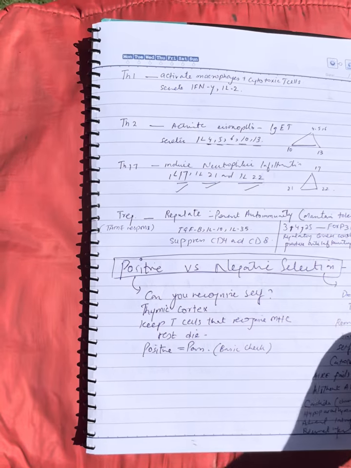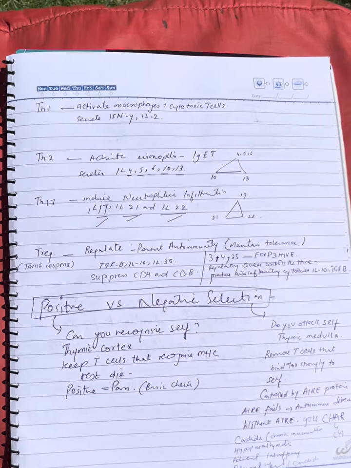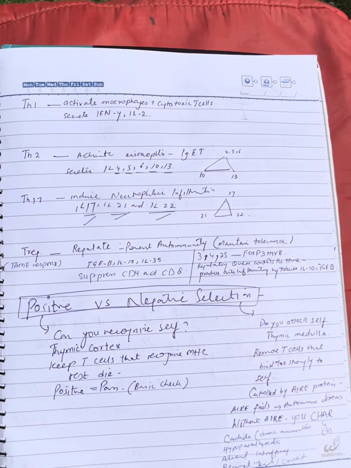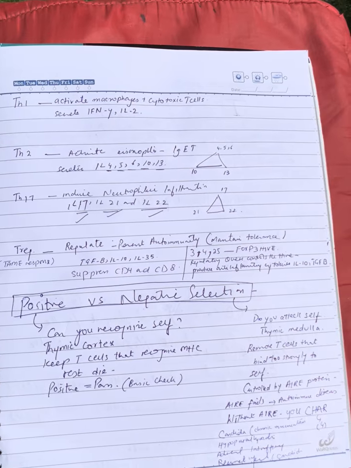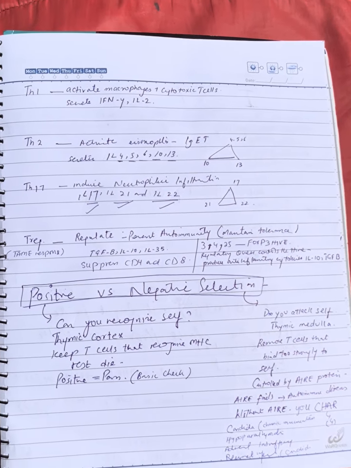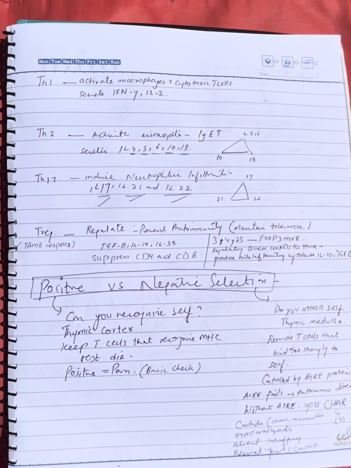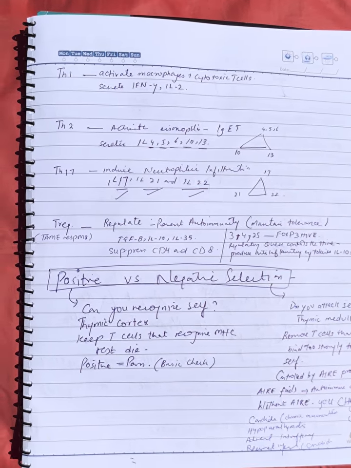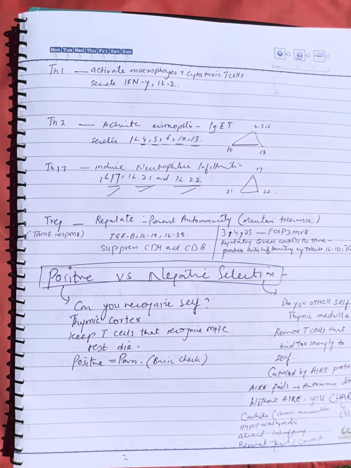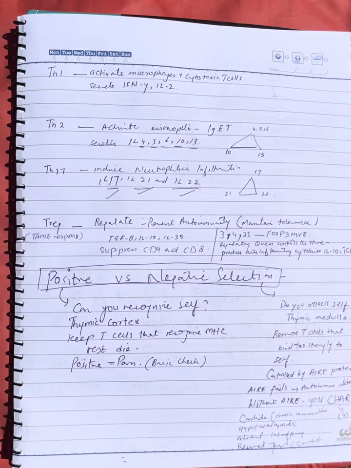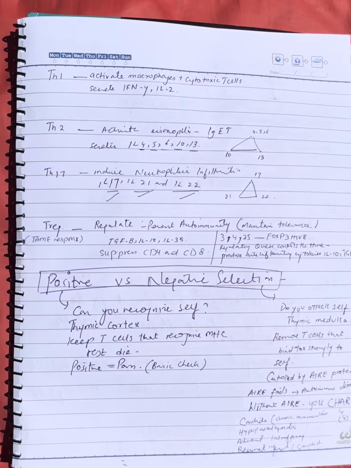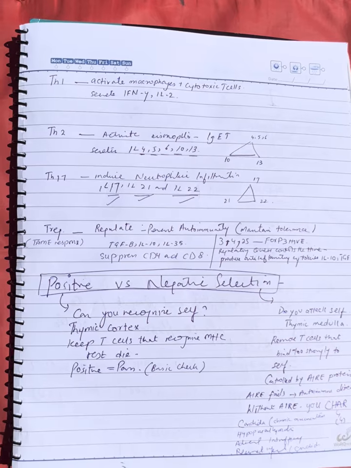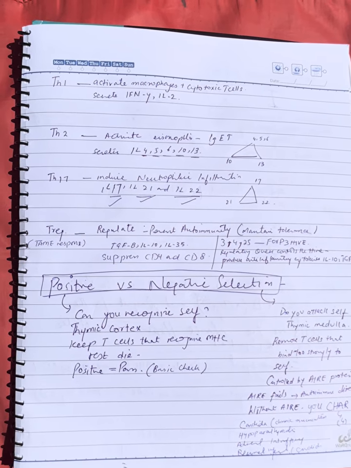So let's move on. There are 4 types of T helper cells: Th1, Th2, Th17, and T regulatory. Th1 is responsible for activating the macrophages and the cytotoxic T cells. They secrete interferon gamma and interleukin 2. Th2 is responsible for activating the eosinophils and the secretion of IgE, and it secretes interleukins 4, 5, 6, 10 and 13. Th17 induces neutrophilic infiltration, and it secretes 3 interleukins, that is 17, 21 and 22.